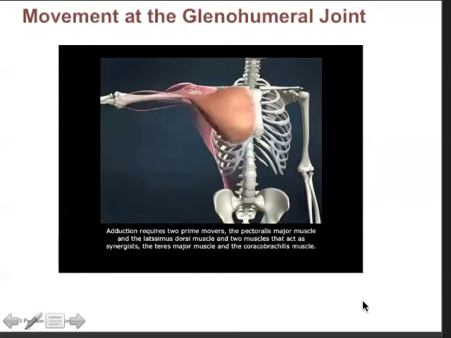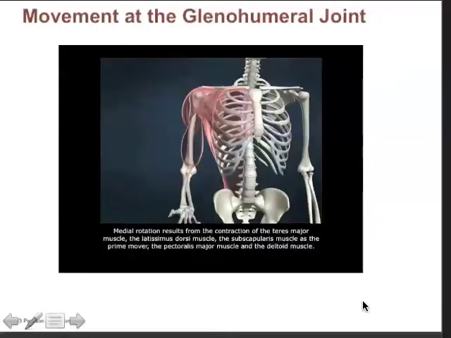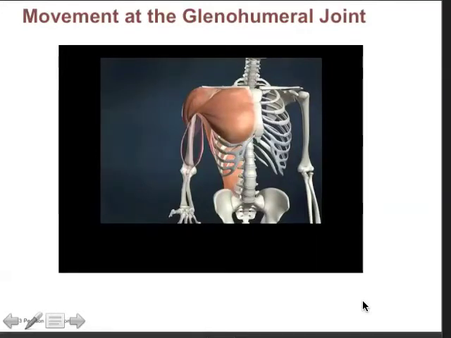Adduction requires two prime movers, the pectoralis major muscle and the latissimus dorsi muscle, and two muscles that act as synergists, the teres major muscle and the coracobrachialis muscle. Medial rotation results from the contraction of the teres major muscle, the latissimus dorsi muscle, the subscapularis muscle as the prime mover, the pectoralis major muscle, and the deltoid muscle.